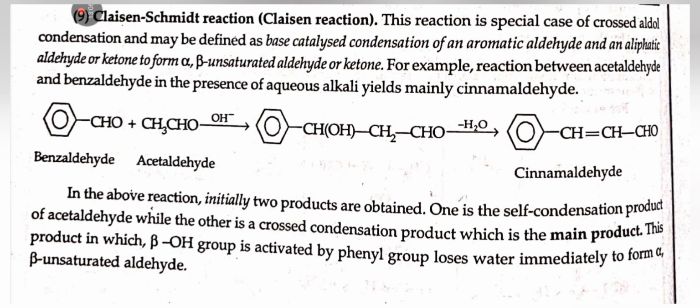In the above reaction, initially two products are obtained. One is the self-condensation product of acetaldehyde, while the other is the cross-condensation product, which is the main product. In this product, the beta OH group, activated by the phenyl group, loses water immediately to form an alpha-beta unsaturated aldehyde.